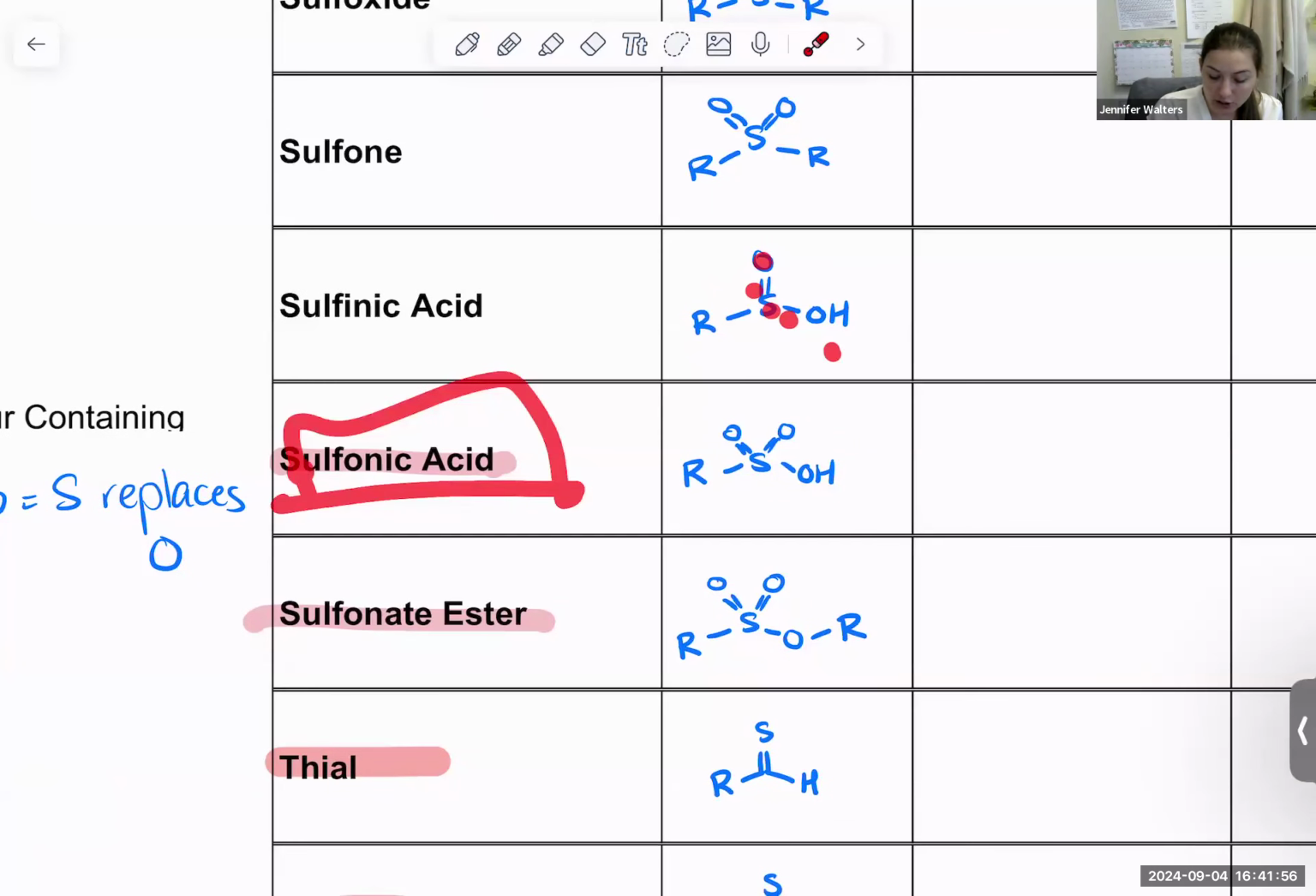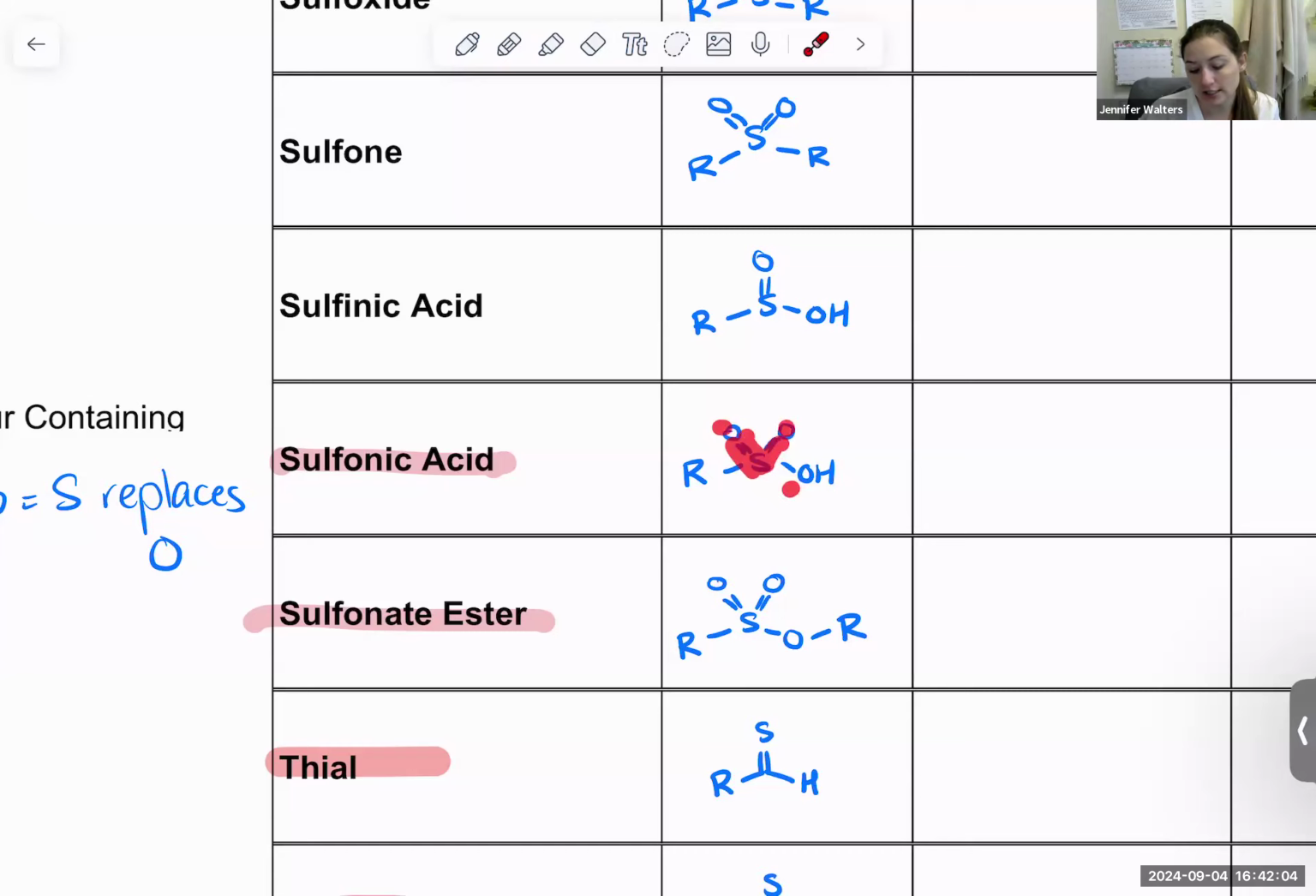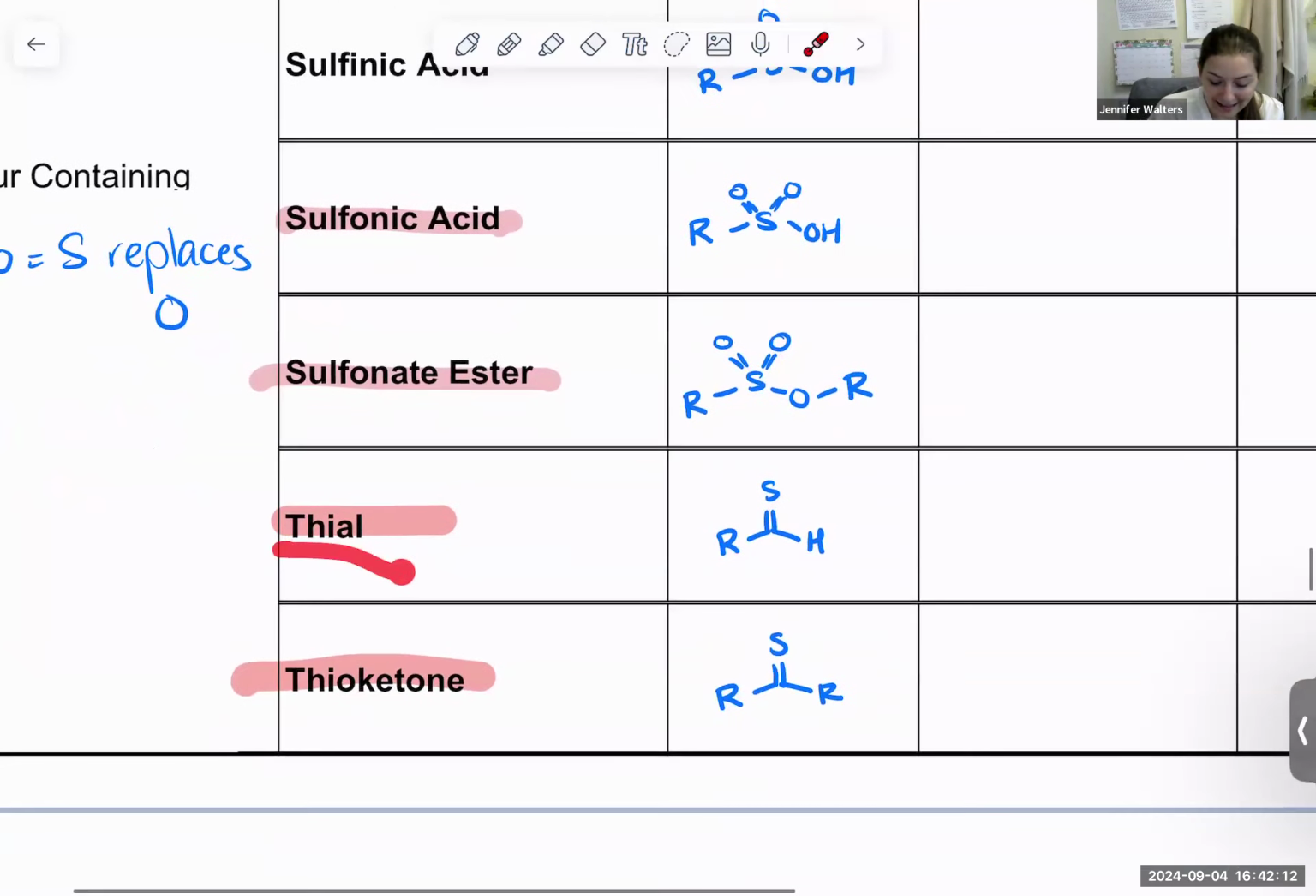Sulfonic acid, you need to know. This is where you have the hypervalent sulfur. So sulfur with 6 bonds, and it's double bond oxygen, single bond OH. Sulfonate ester is where that OH gets replaced with an OR. A thial is where you have sulfur replacing the oxygen of the aldehyde.